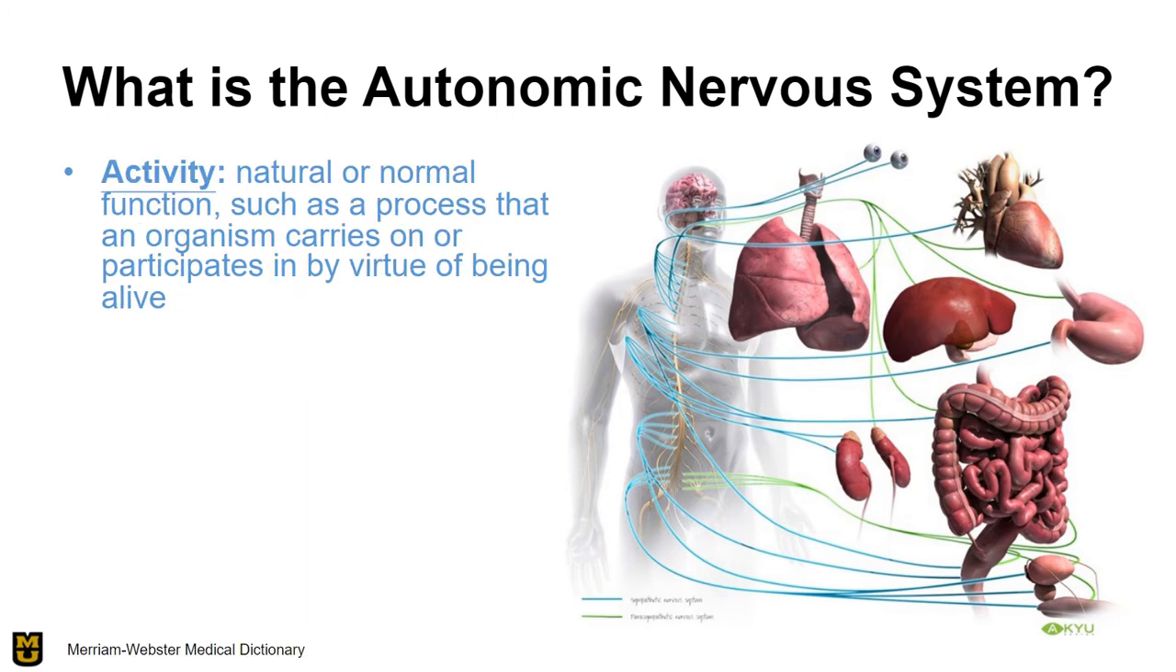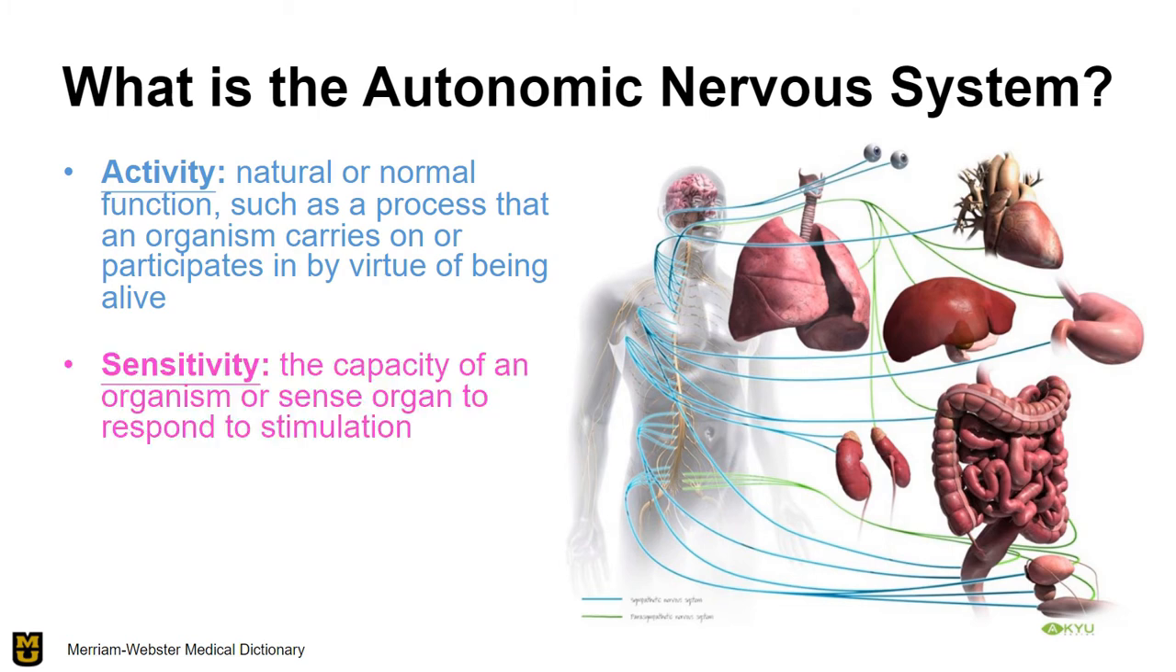When I think about looking at the autonomic nervous system in human research participants, there are 3 things that I really focus on. First is just what is the activity of the system. Sometimes I may call this baseline activity or basal activity, but this is really your participant in the resting state. This is the natural or normal function of the system, and according to the Merriam-Webster Medical Dictionary, these are processes that the organism carries out just by virtue of being alive.